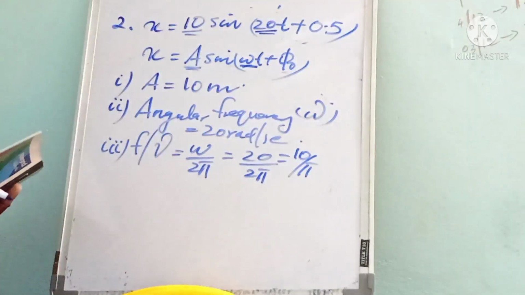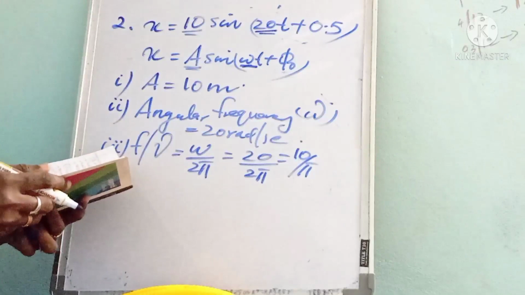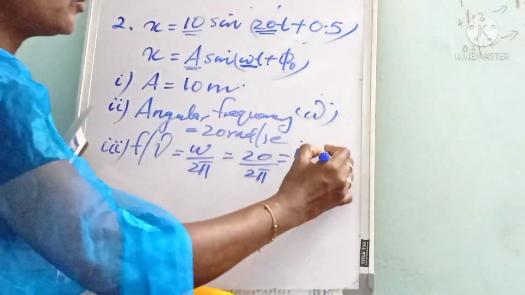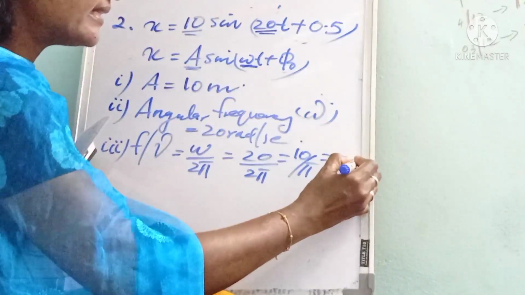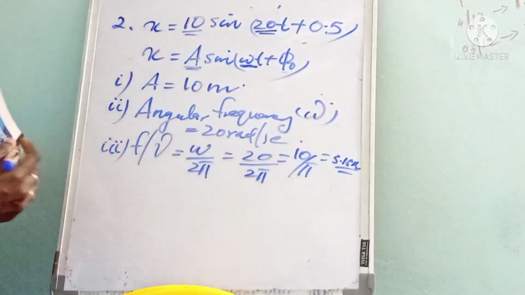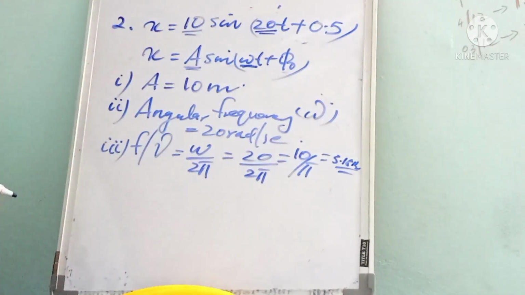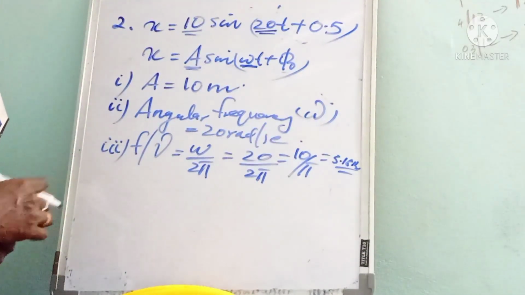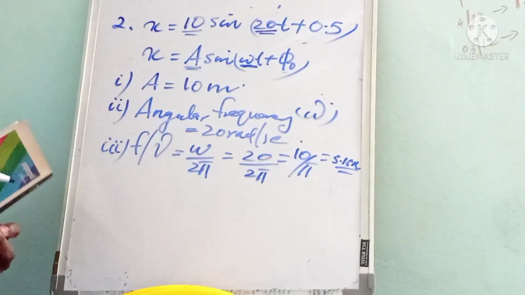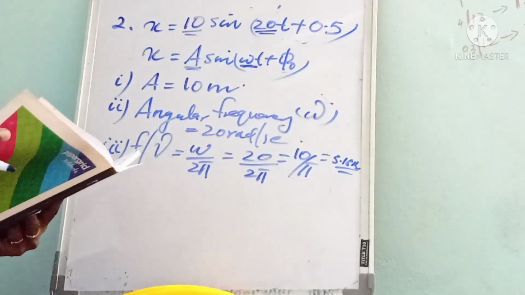That is the frequency, 10 by pi, which is equal to 3.18 hertz. We can write it as 10 by pi, or simplify it as 3.18 hertz. That is the frequency, 3.18 hertz.